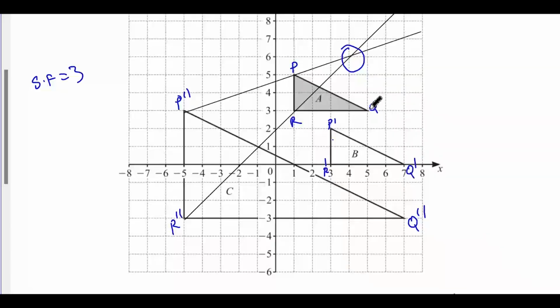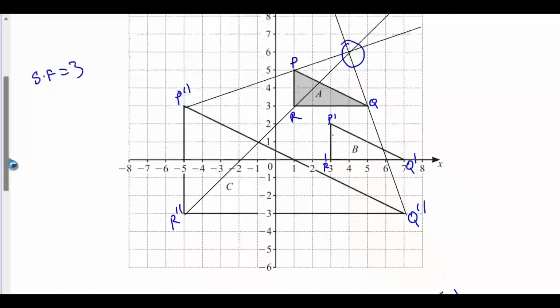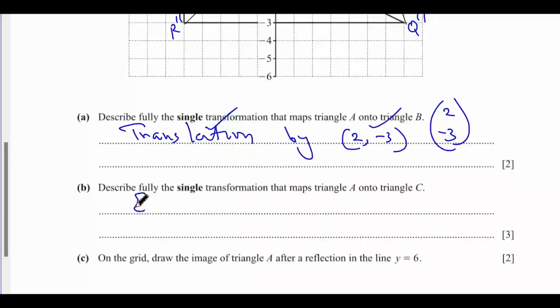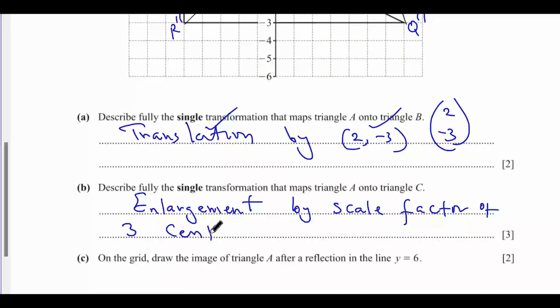So you may want to join the other side, that is this one. From here you also join this one too to confirm your answer. So you can see that you still have the same answer here. So now you can write there, you can say it is enlargement. We have enlargement by scale factor of 3, then center of enlargement will be center x equals 4, y equals 6.